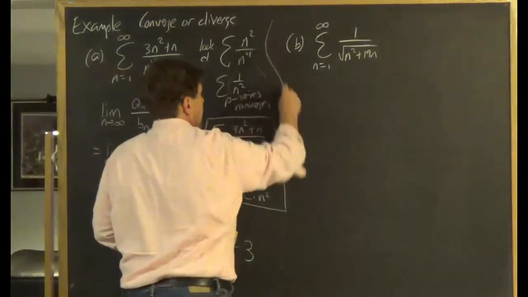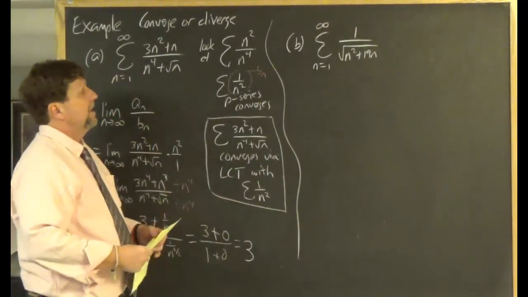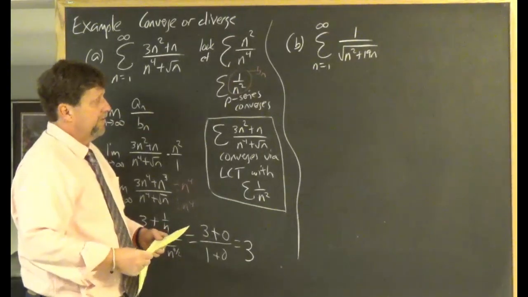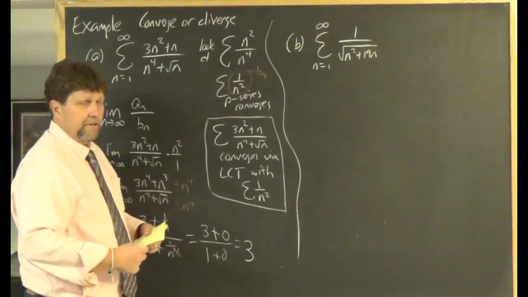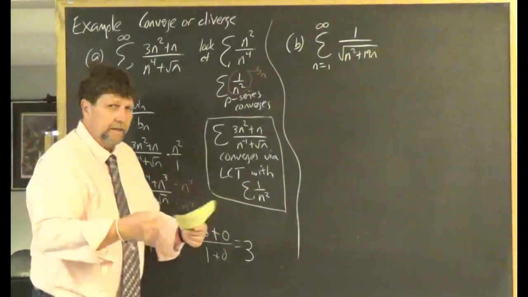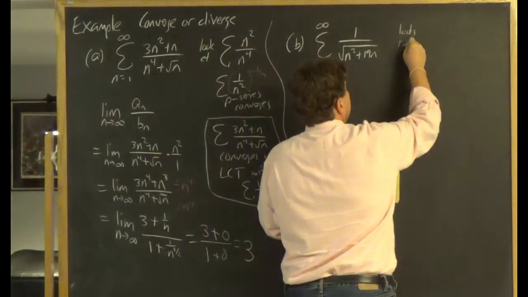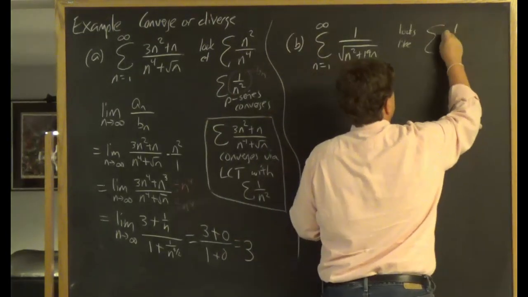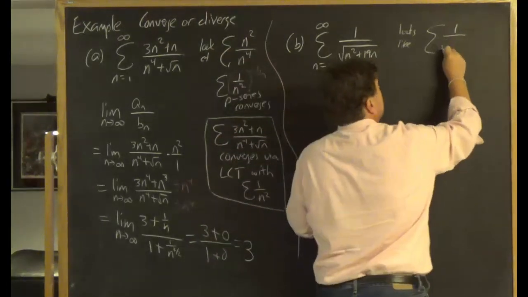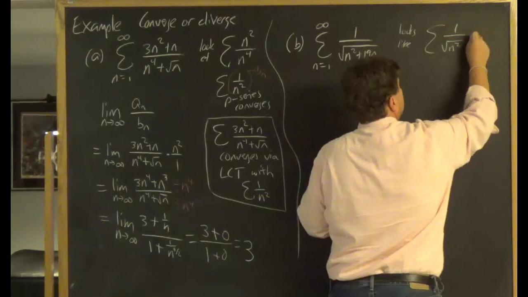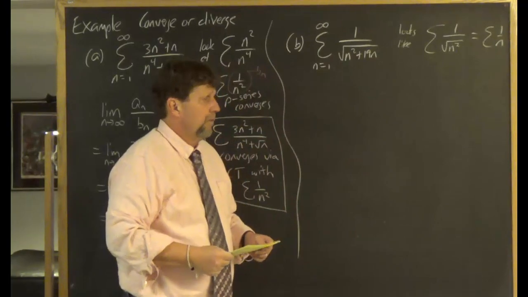Alright, part B. You're asked to determine if the series, n equals 1 to infinity, 1 over the square root of n squared plus 19n, converges or diverges. Let's see what this looks like. To me, it looks like the series 1 over, ignoring everything in the denominator except the largest power, the square root of n squared, which is the harmonic series, 1 over n.